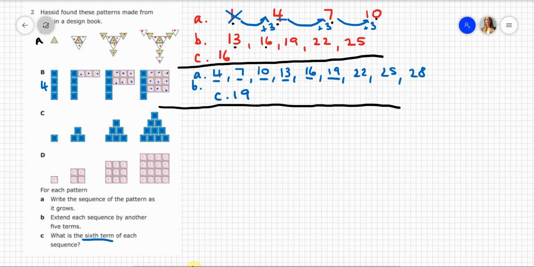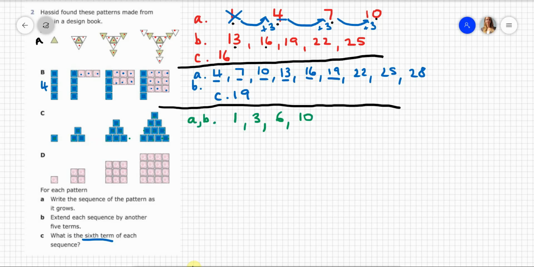Now on to pattern C. So parts A and B, I'm going to do them together. Write the sequence of the pattern. So I've got 1, 1, 2, 3, 1, 2, 3, 4, 5, 6, 1, 2, 3, 4, 5, 6, 7, 8, 9, 10.